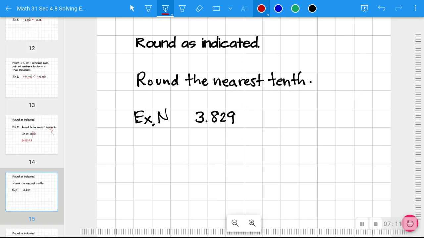Okay, this one is just different place value, but the same skills. We're going to round to the nearest tenth. So our choices are 3.8 or 3.9. The 2 next door is not enough to warrant us going higher, so 3.8.